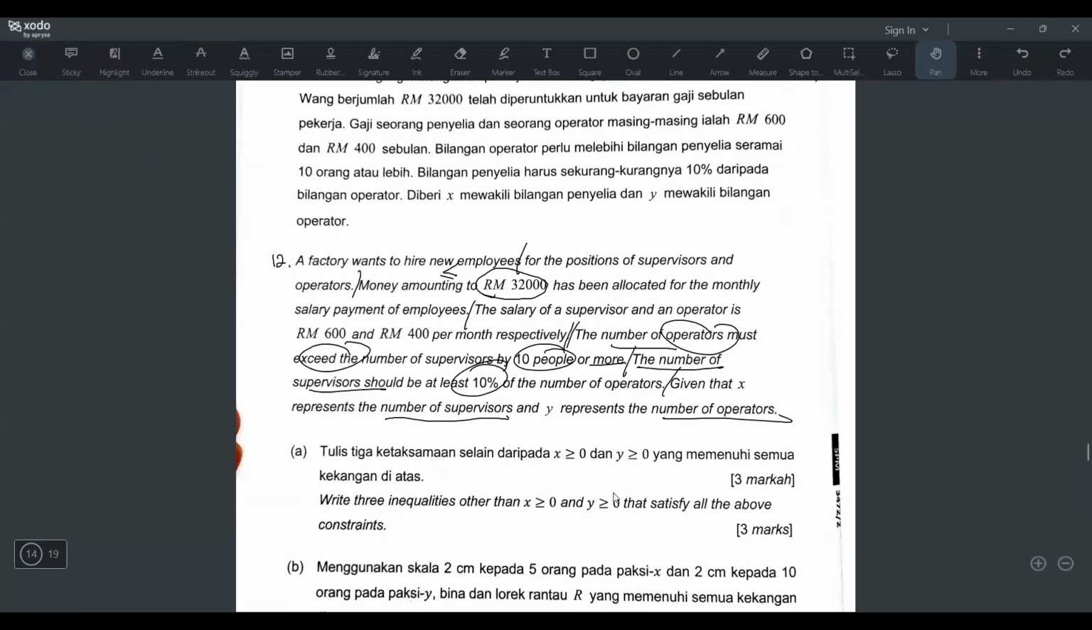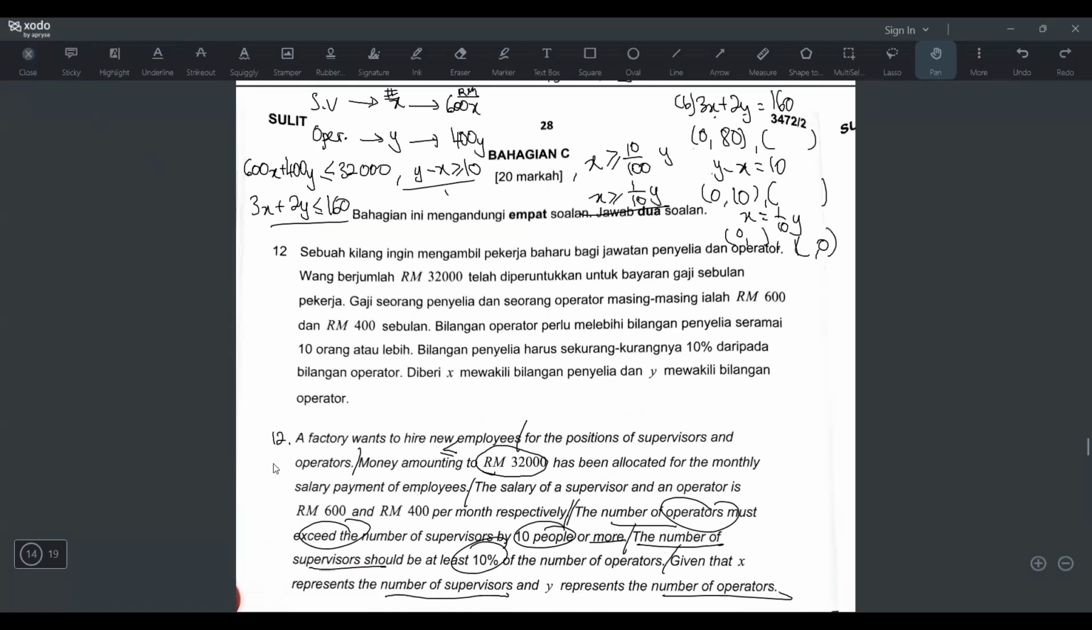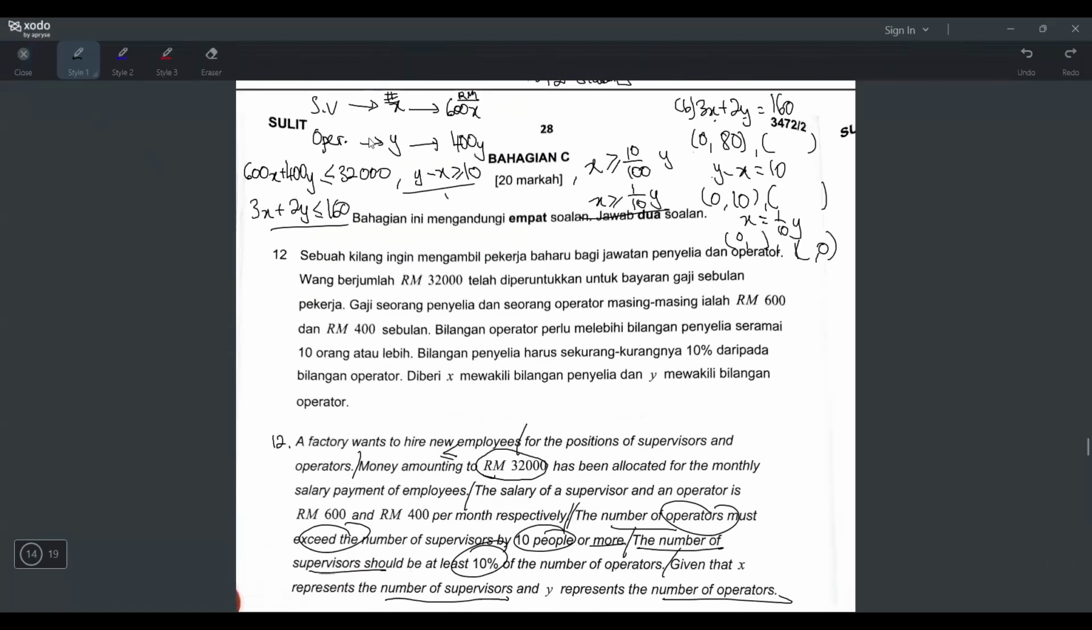Write 3 inequalities other than x bigger than 0, y bigger than 0. That's why everything has to be positive, because x, y represents a number of people, which must be positive. It's okay, later I'll come back to this. For now, just leave it. Okay, let's do the next one. Sub x0, my y will be 0. If I sub y0, my x is 0 also. So later this one also has to be replaced with another point, right?